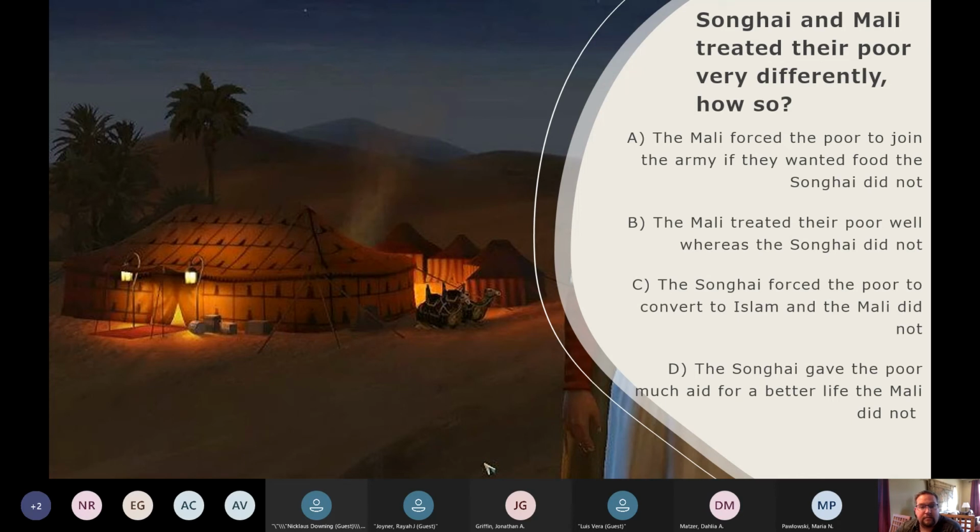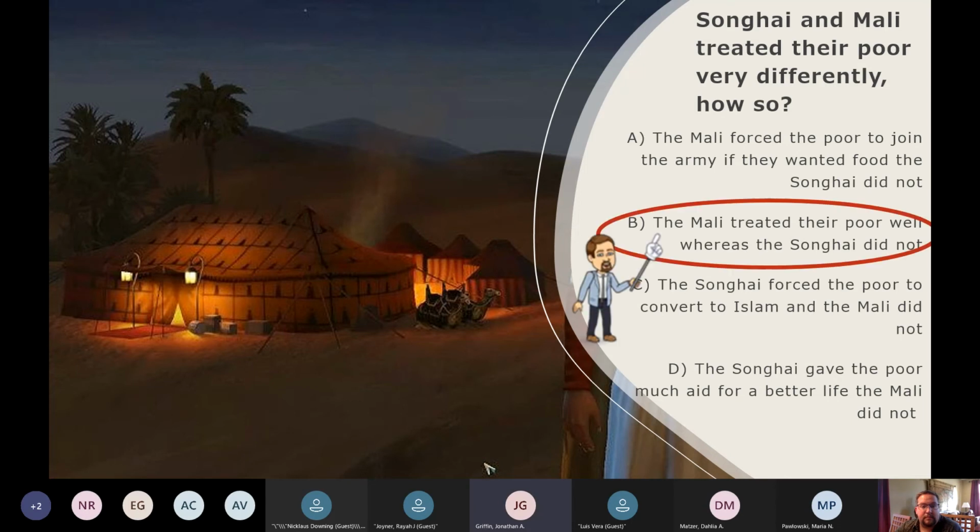Jonathan, what do we think? It's B. Is B. Good job. Yeah. So in Mali, the poor were treated much better.